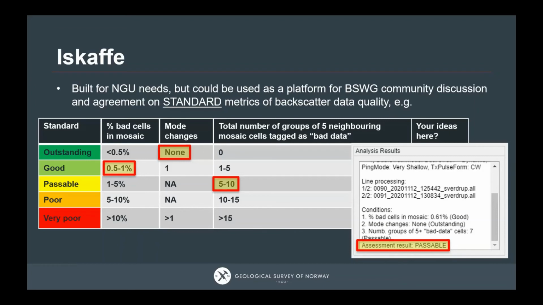And then you go to your contractor and say, hey, I don't want any dataset that's less than good. And if they have this when they're in the field, they can actually run it. So if their dataset is of bad quality, they have the possibility to improve on it before the end of the survey.